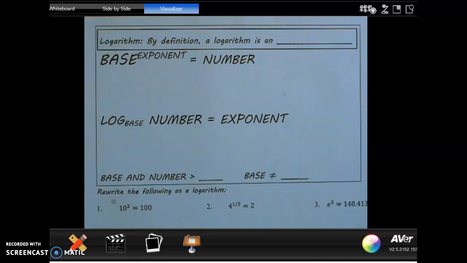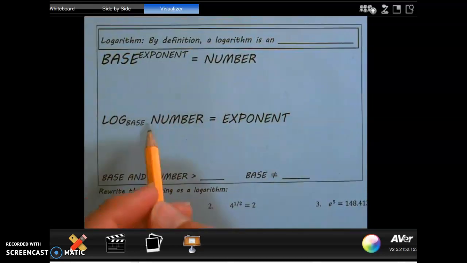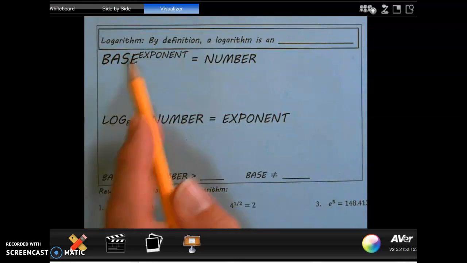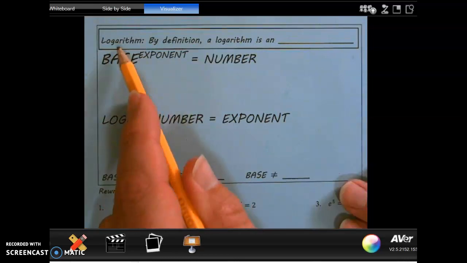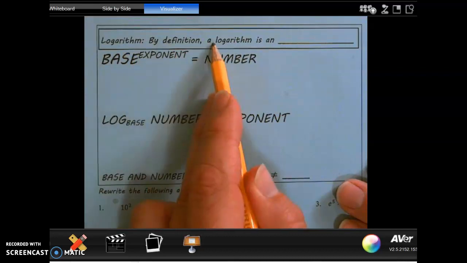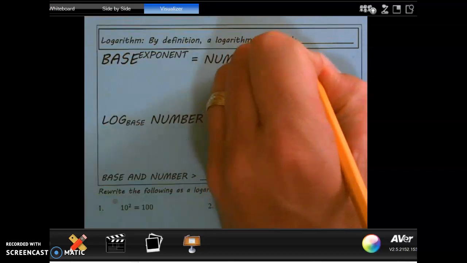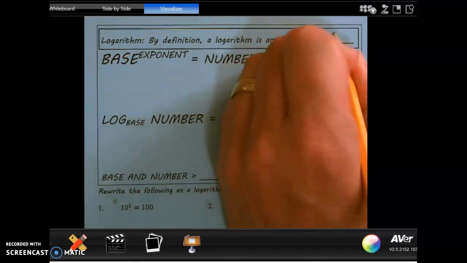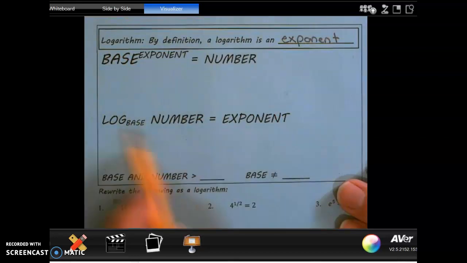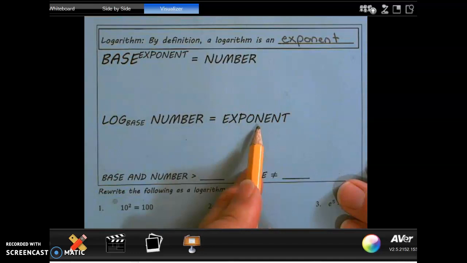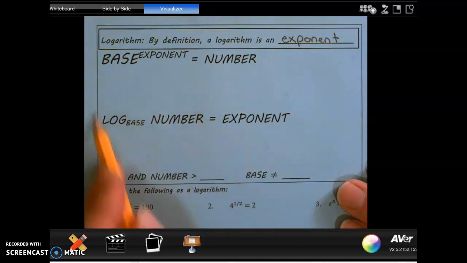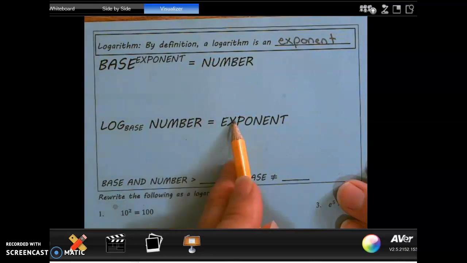So this lesson is going to be on how to rewrite from exponential to logarithmic and from logarithmic to exponential. So a logarithm, by definition, is an exponent. Notice here we have our log problem, and notice it's equal to an exponent. So the answer to a log problem is an exponent. That's very, very important to know.